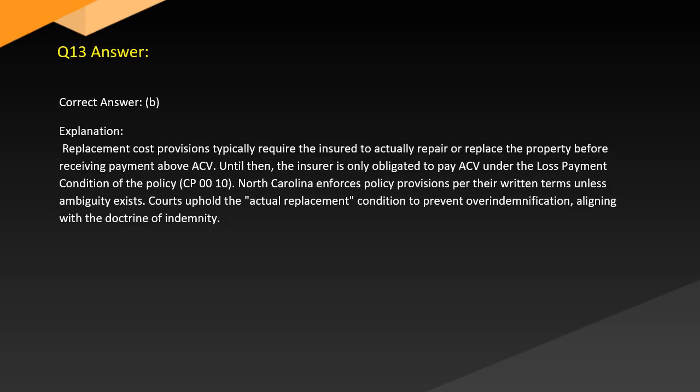Answer. Correct answer: B. Explanation. Replacement cost provisions typically require the insured to actually repair or replace the property before receiving payment above ACV. Until then, the insurer is only obligated to pay ACV under the loss payment condition of the policy, CP 00 10. North Carolina enforces policy provisions per their written terms unless ambiguity exists. Courts uphold the actual replacement condition to prevent over-indemnification, aligning with the doctrine of indemnity.